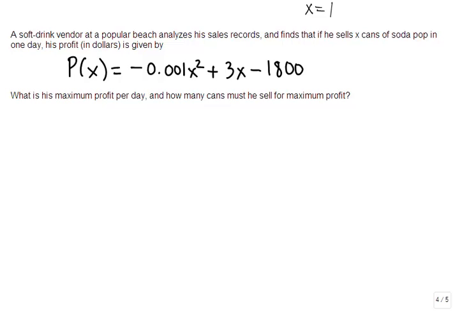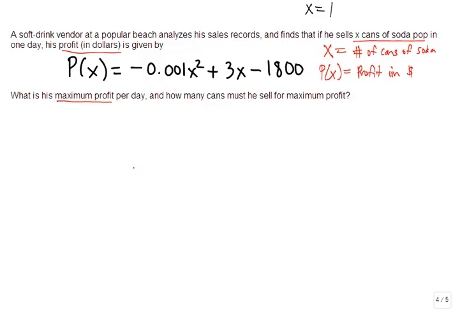So a couple of things to note here. We've got a couple variables. We've got x's and we've got this p function. So I like to make a note of what x represents and what this p of x represents because we usually need to refer to that later on. So x is the cans of soda. So it's the number of cans of soda. And what does the p function represent? It's his profit in dollars. So let's make a note of that. And then, what are we trying to find? We're trying to find his maximum profit.